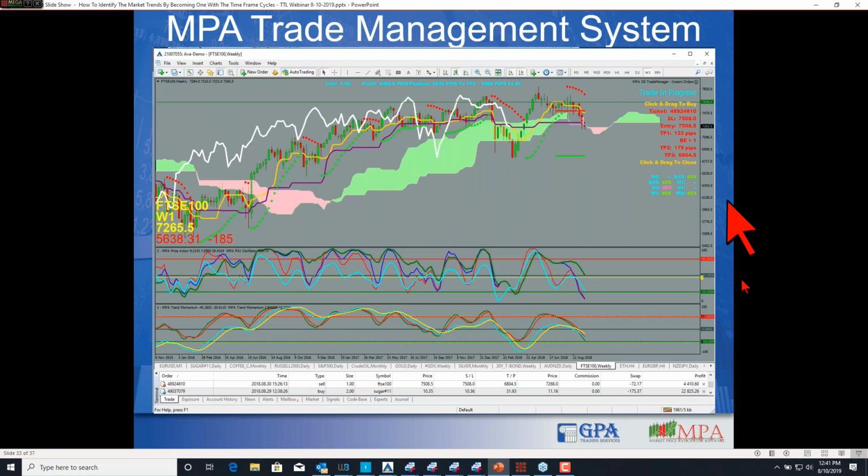Here's the FTSE again, same reasons, everything. Hook and cross, enter the trade, we went short, took profits, moved the stop loss. Everything is there for your beck and call, for your convenience. It gives you red trades when you're short, green trades when you're long. Stop loss, take profits, and all the information you need is there.